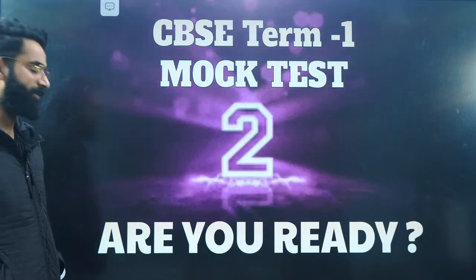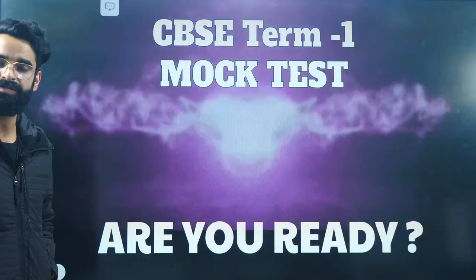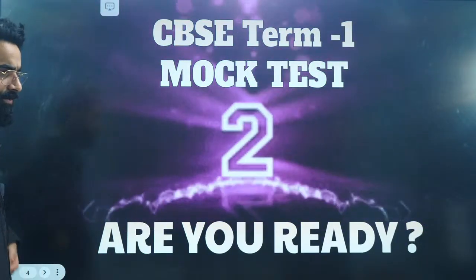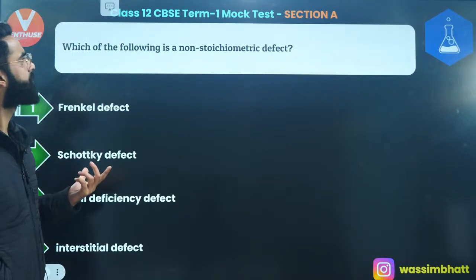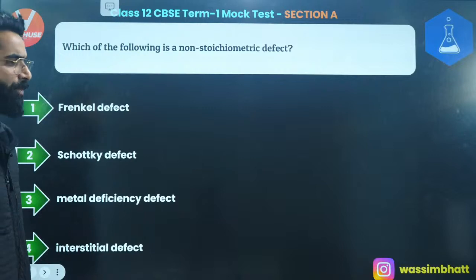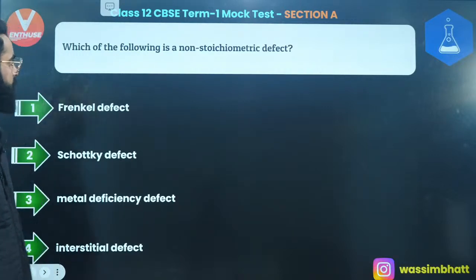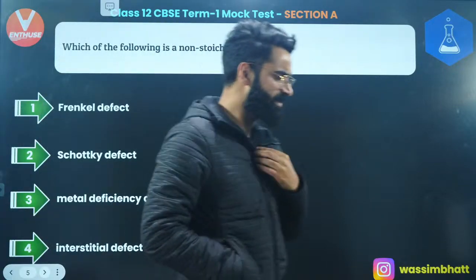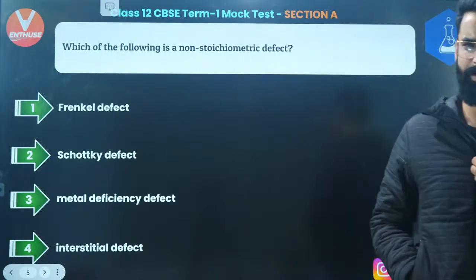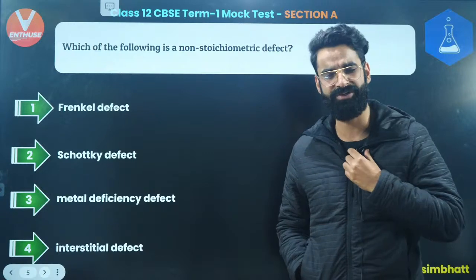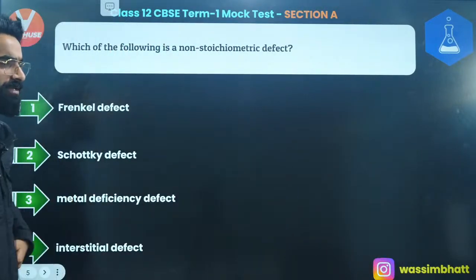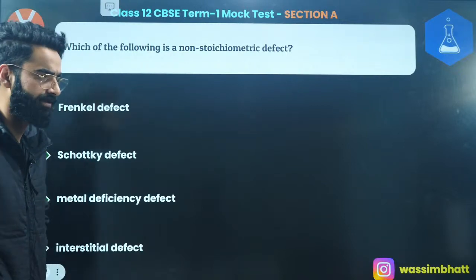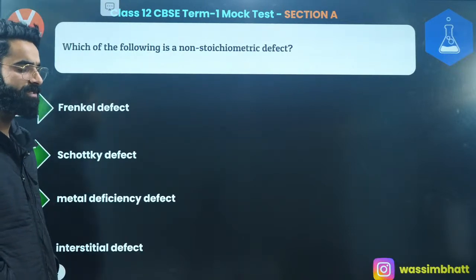Let's get started with the first question, which is going to be on your screen in 3, 2, 1, and now. This is the first question, which is from section A. Which of the following is a non-stoichiometric defect? Can you guys let me know in the chats what do you think about this question? A very simple and basic question from the chapter solid state. Which of the following is the example of the non-stoichiometric defect? What do you think about this?